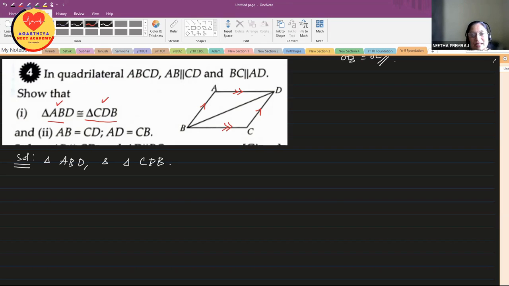Okay, now tell me. From the figure, as AD is parallel to BC, what about these two angles? Alternate angles, correct. These alternate angles are equal. What about these two angles? Again, alternate angles. These two angles are equal because they are alternate angles. So you write that way.